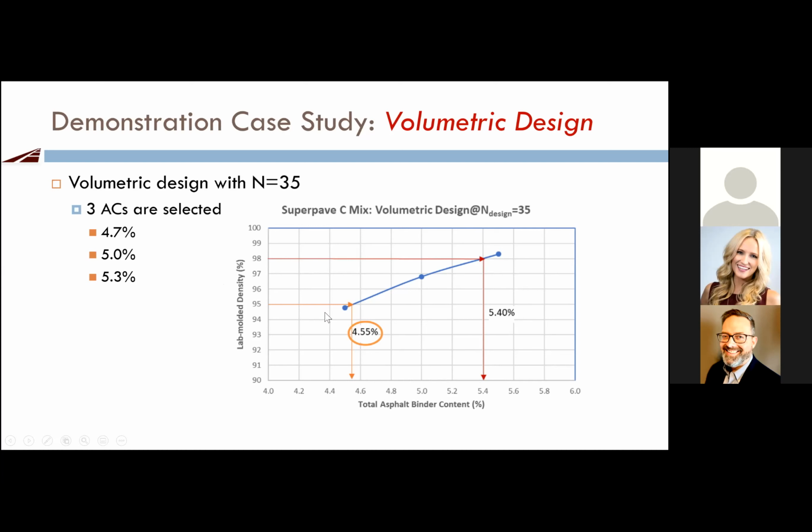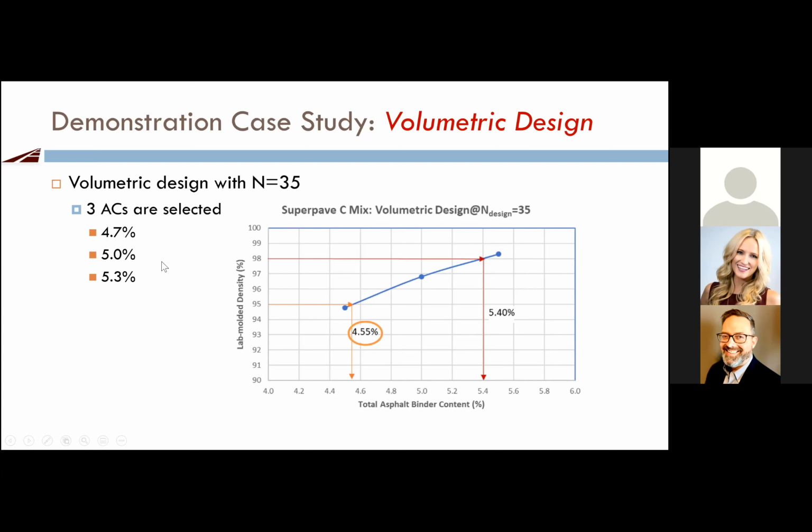And at the same time, if we choose again 5%, the lowest asphalt content is going to be 5.55. You can say 5.6. So with this range, between 2% and 5%, we choose 3 asphalt contents: 4.7, 5.0, 5.3. The reason we choose plus or minus 0.3 is that's the construction tolerance in Texas. So that's why we choose 5 and plus or minus 0.3.